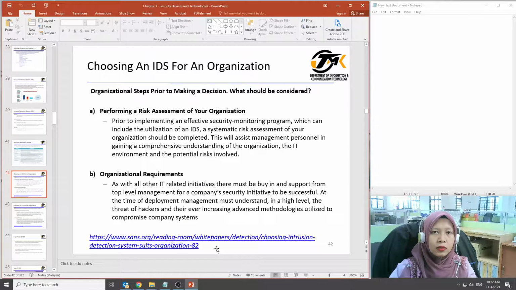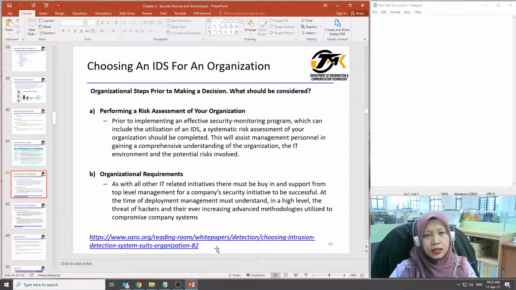Okay, the first one, you need to perform a risk assessment of your organization. Okay, why risk assessment? Because you need to know in your organization which is the most critical asset, the most critical system, the most critical software, the most critical data. So if you want to know that, you need to have a risk assessment. If something happens, what is the risk to the network? What is the risk to the data? What is the risk to the staff? Okay, so the risk assessment of your organization should be thorough, okay.